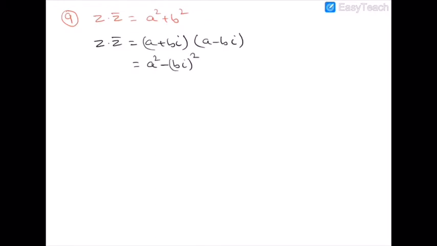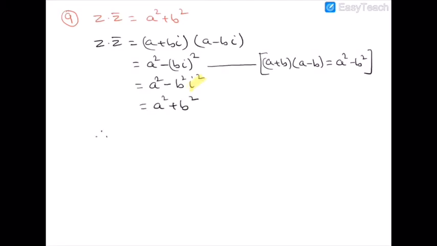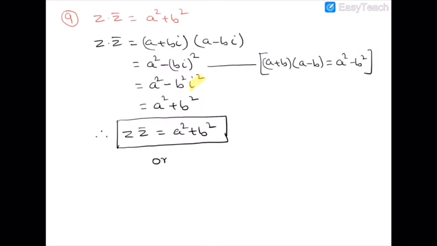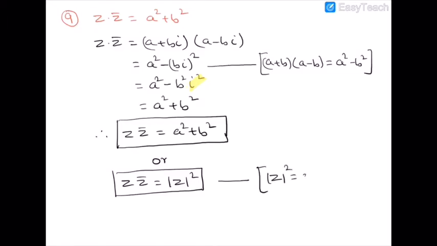A ninth property is z times its conjugate is equal to a square plus b square. So for that, z times conjugate of z will be a plus bi times a minus bi, which will be a square minus bi square, because it's in the form of a plus b times a minus b, which is a square minus b square. So we will get a square minus b square i square. Now value of i square is minus 1, so a square plus b square. Therefore z times conjugate of z is equal to a square plus b square, or z times conjugate of z is equal to mod of z square, because we know that mod of z square is equal to a square plus b square from the modulus formula.